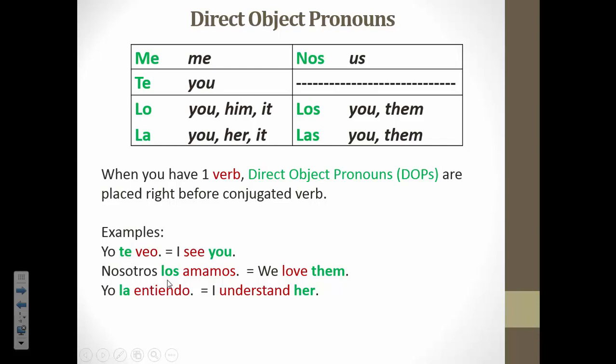Okay, here's another example. Nosotros los amamos. We love them. And then the last one, I understand her. Yo la entiendo. Okay, I understand her. So pause the video and fill out part D of your note guide.